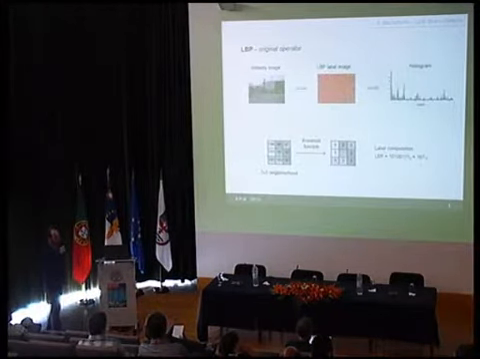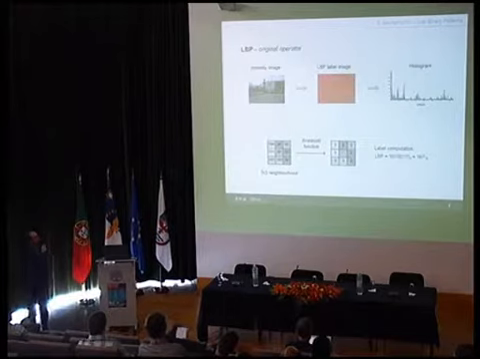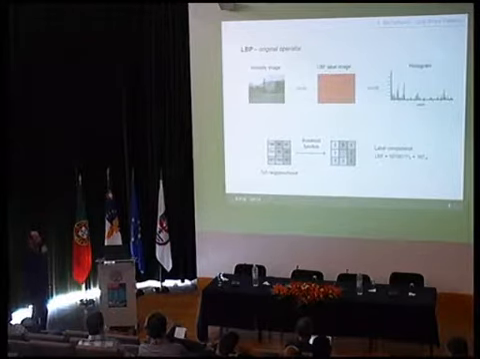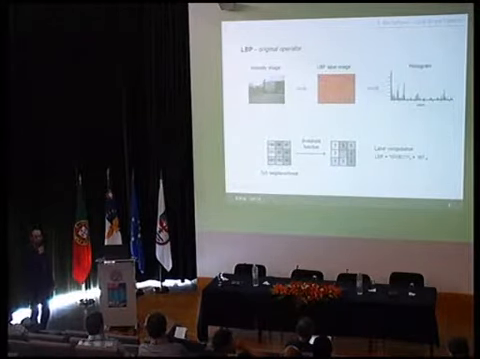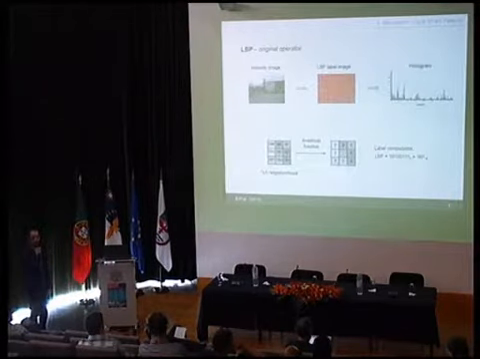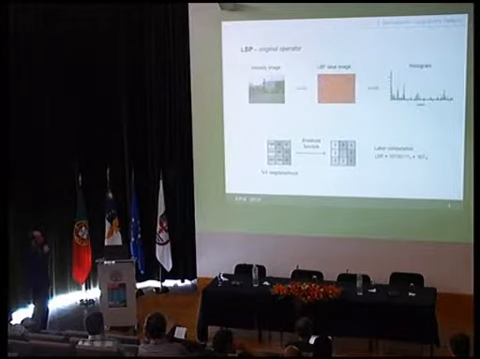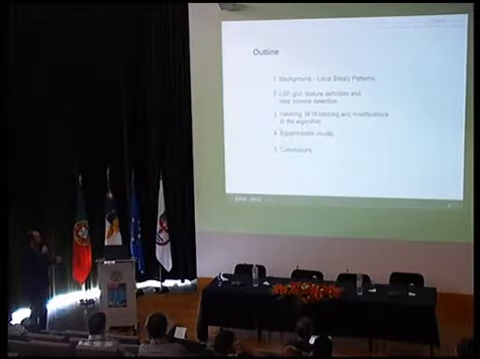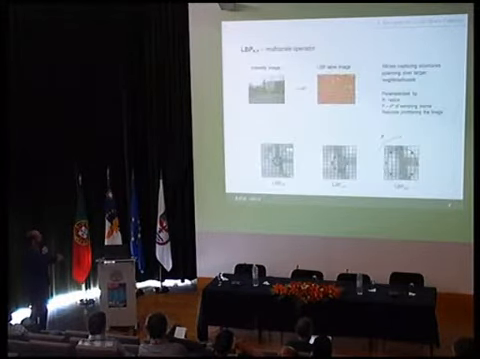So in the original LBP operator, the first step is to convert an intensity image to a labeled image, where each pixel is assigned a label that describes the texture pattern around it. In order to do this, we extract a 3x3 neighborhood around that pixel, and we compare the border pixels.